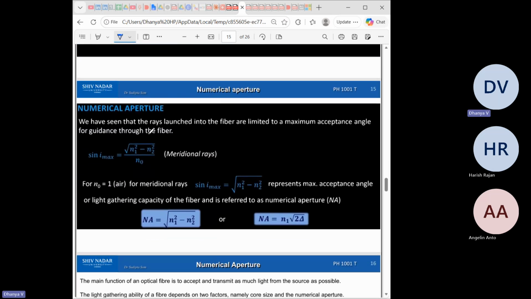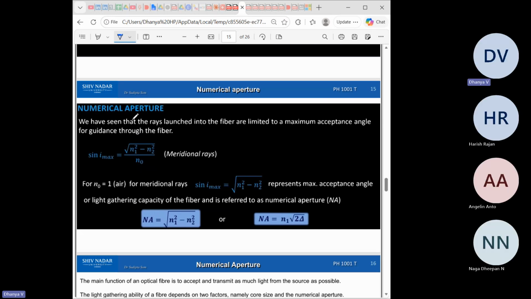Okay, now numerical aperture. Okay, so what is numerical aperture? So it's someone showing. Okay, it's Nagadeep.